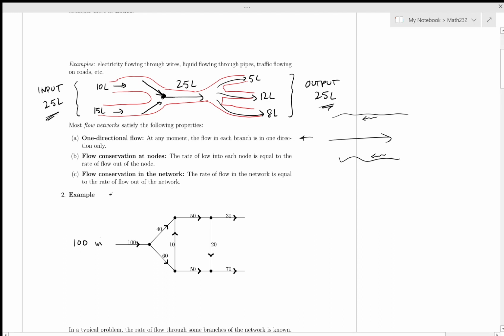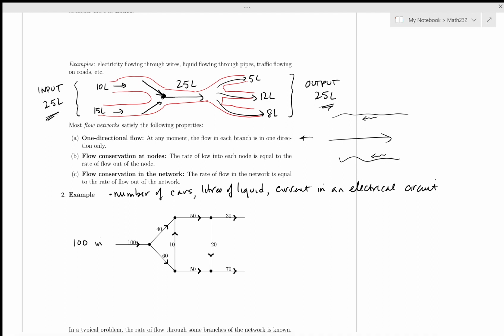I just said this, but it could be a number of cars, if this was a road system. It could be liters of liquid. It could be current in an electrical circuit. So there's a bunch of possibilities. Undoubtedly there are more possibilities than this, but you get the idea. You have something that you're counting, and a certain amount of it is coming in.